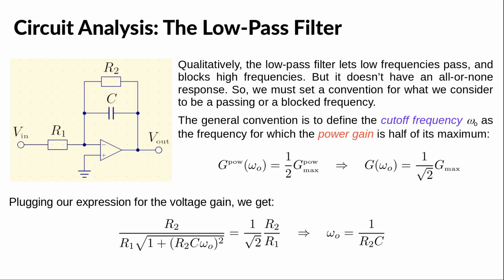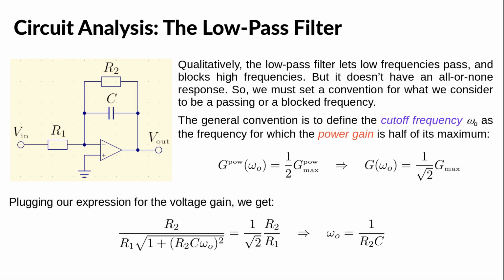But what do low frequencies and high frequencies mean? We need to set a convention for what we consider to be a passing frequency and what we consider to be a blocked frequency. The general convention is to define the cutoff frequency as the frequency for which the power gain is half of its maximum. Understand here that this is purely conventional. It would be totally acceptable to define it as the frequency for which the voltage gain is half of its maximum, or the voltage gain is 1/10 of its maximum.